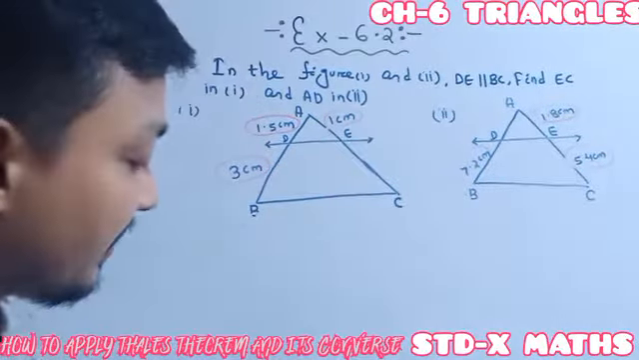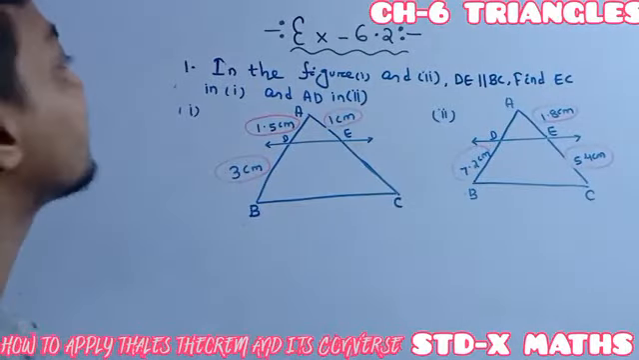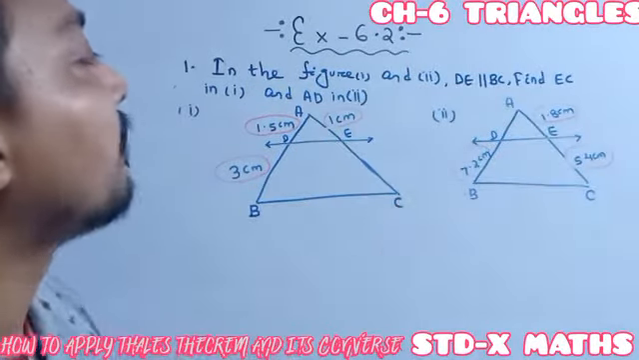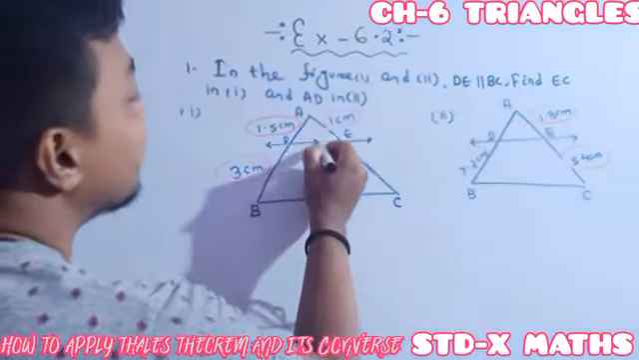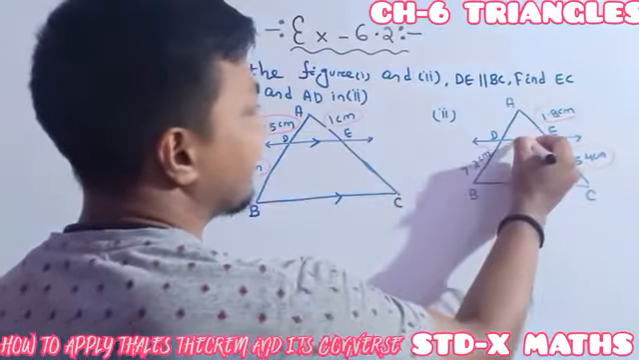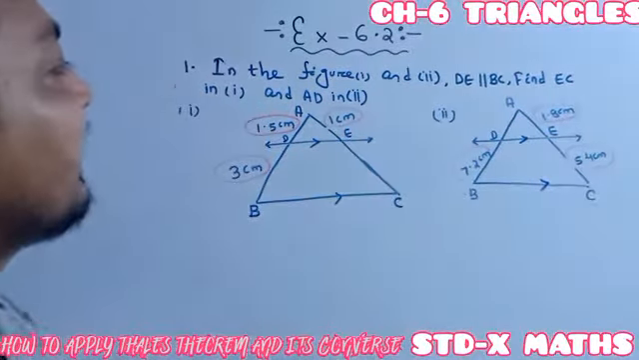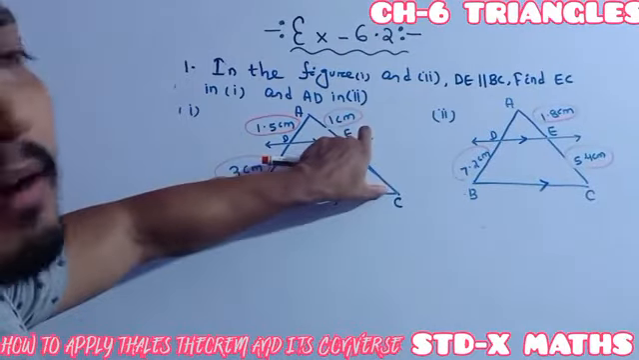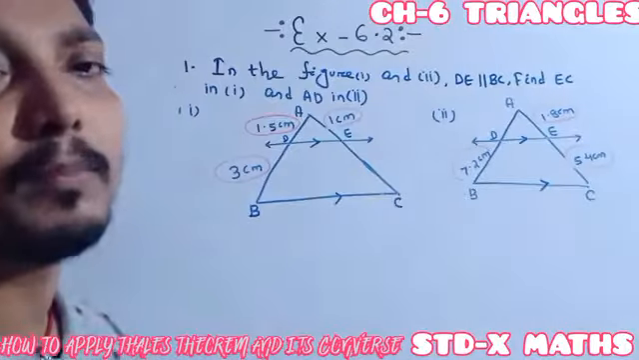Just see, in this question it is given that in figures I and II, DE is parallel to BC. It is parallel in this case, and also parallel in this case. So you have to find out EC. EC you have to find out. How much is this one, and in this figure how much will this one be?